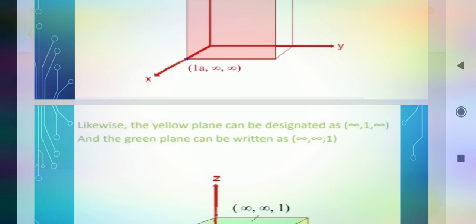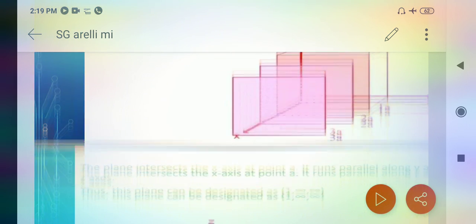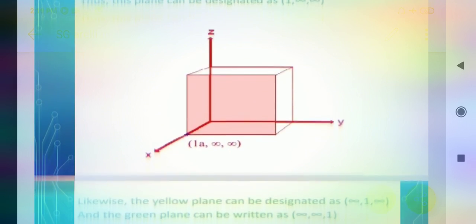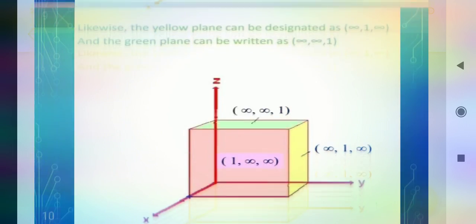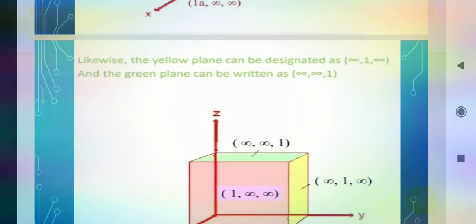Likewise, the yellow plane can be designated. Yellow means here you need to take the y direction. Say this is the y direction. I forgot to mention the color. So here the yellow one is represented likewise, on the y-axis. The plane is parallel to z and x, so the z axis is infinite and x is infinite.